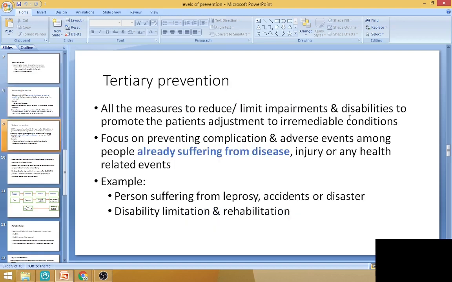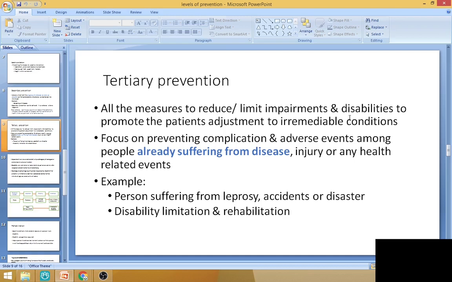Next, we come to tertiary prevention. Tertiary prevention includes all the measures to reduce or limit the impairment and disability, and to promote the patient's adjustment to irremediable conditions. Here the disease has already progressed a bit, and we want to reduce or limit the impairment or disability caused by the disease. Suppose a person has hypertension, and because of that hypertension the person develops stroke.